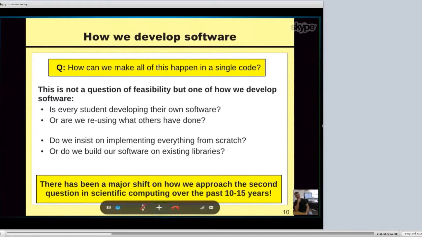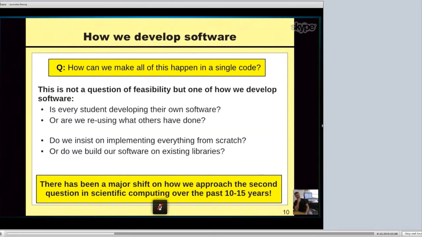So I'm in a math department, and the traditional mantra in a math department was that every graduate student who's doing numerical analysis will write their own software from scratch. So I think in our department alone, we probably had 50 students who implemented their own Laplace solver. Are we allowing them to do this? Are we requiring them to do this?